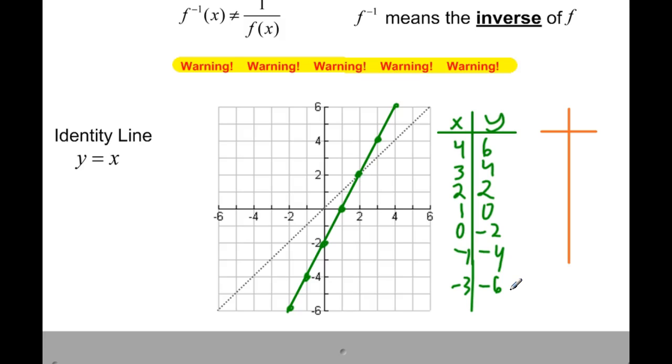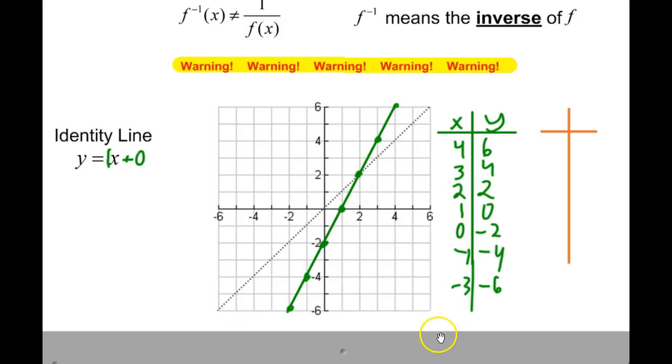There's a special line here called the identity line. This line has a slope of 1 and a y-intercept of 0. The slope is up 1 over 1, up 1 over 1. You can see this crosses the grid corners right in the middle, at a 45-degree angle. That's the identity line, and inverse functions are reflected across that line.